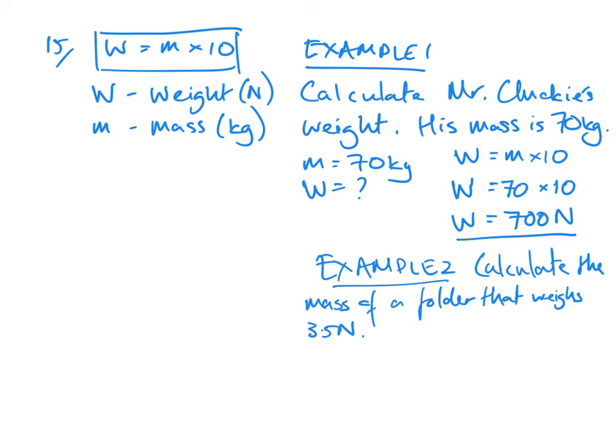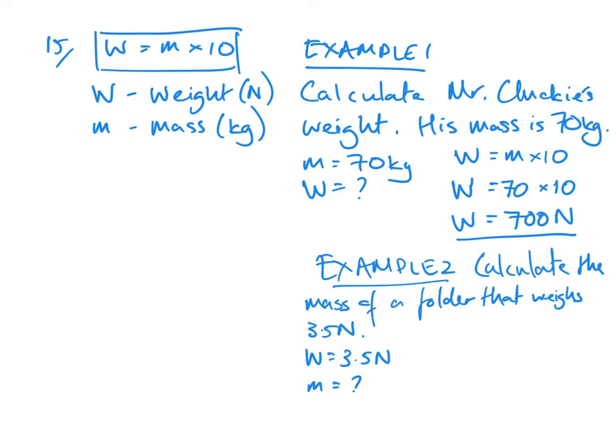So I do the exact same idea as I did above. I go through the question and say, well, what does it tell me in the question? And the first thing it tells me is that it weighs 3.5 newtons. So I write down W equals 3.5 N. What does it ask me? It asks me the mass. Can I remind you once again, it's a capital W, but a small m.